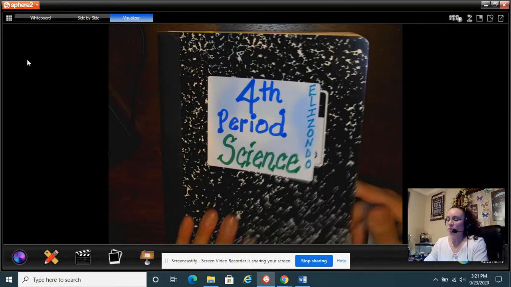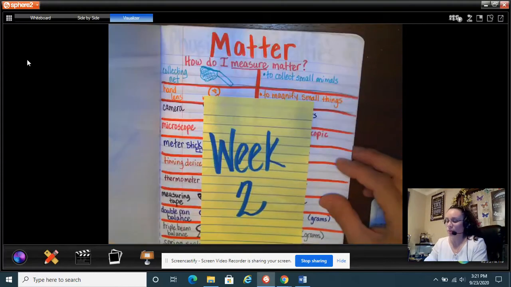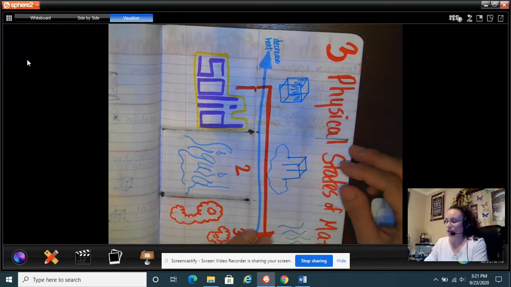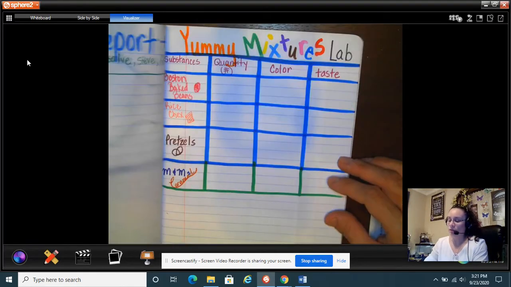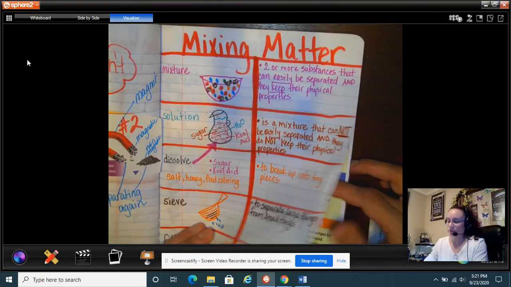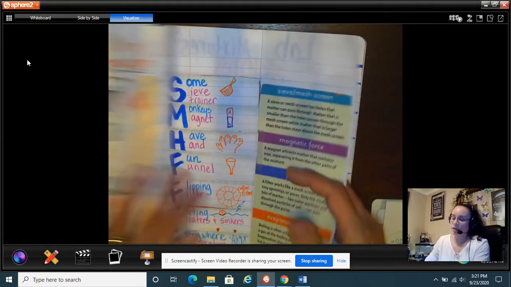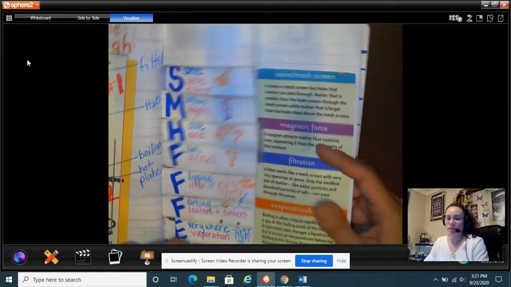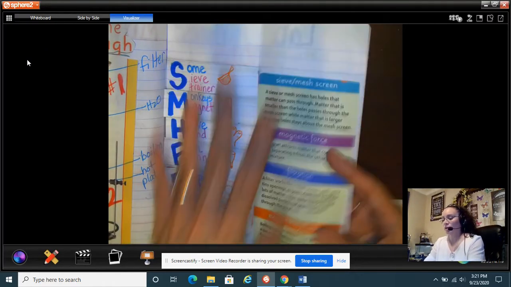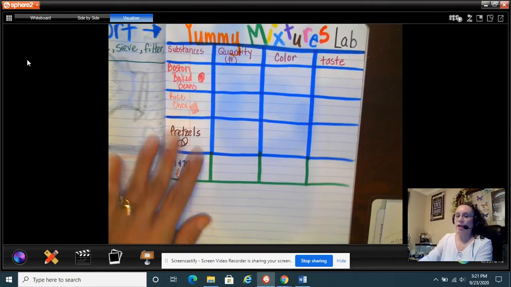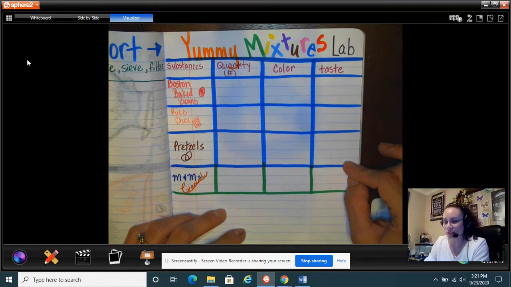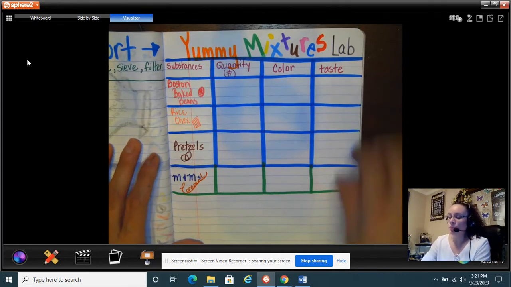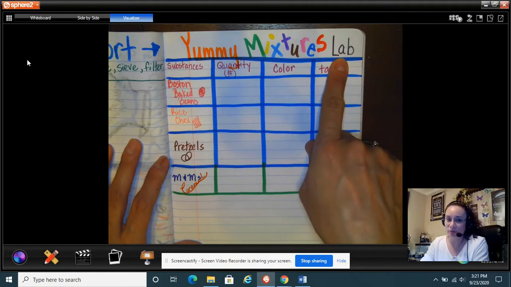If I open up my notebook, yes, this is my science notebook. I'm going to go past week 2, past week 3. This is week 4. And then I have what I did in class today. I have my foldable on Some Monkeys Have Fun Flipping and Farting Everywhere. Turn the page. And I'm at my Yummy Mixtures Lab. This is what you need to record your data for tomorrow, Thursday, September 24th. I put Yummy Mixtures Lab as my title.